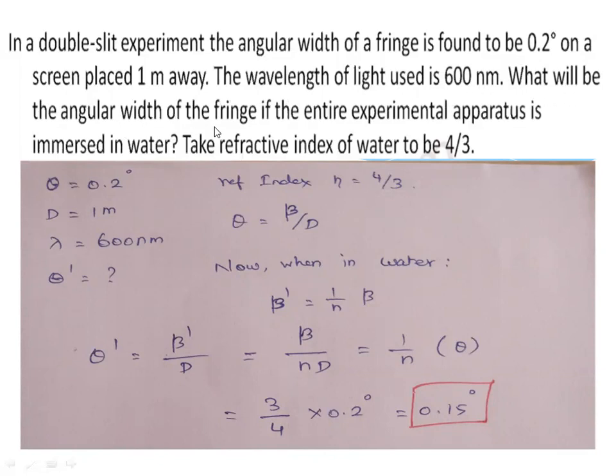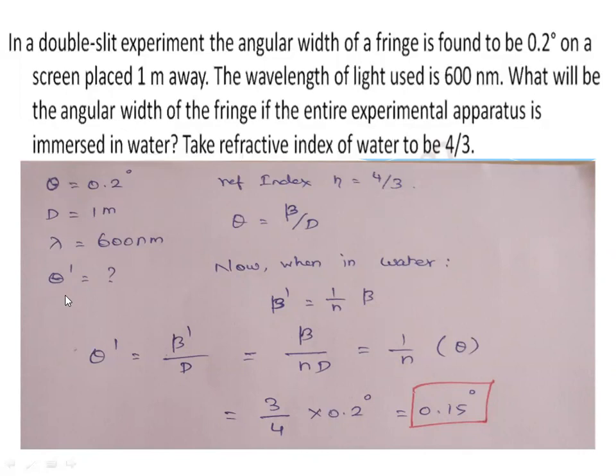What will be the angular fringe width if the entire experiment apparatus is immersed in water? If the apparatus is immersed in water, that is what we should consider here. They have given that the refractive index of water is 4/3. We already know that the refractive index is about 1.33, so 4/3 is the same value, just given in a different form. So theta is 0.2, D is 1 meter, lambda is 600 nanometer, and theta dash is the second angular fringe width.